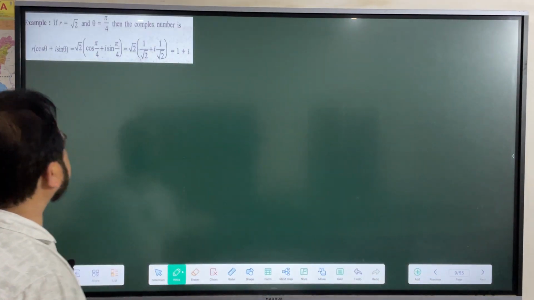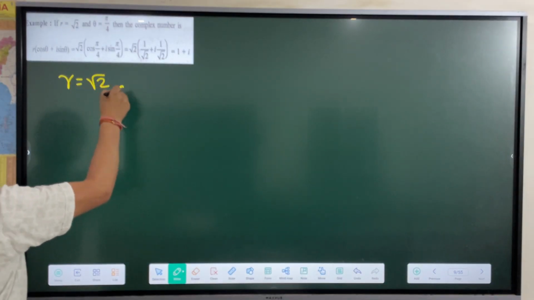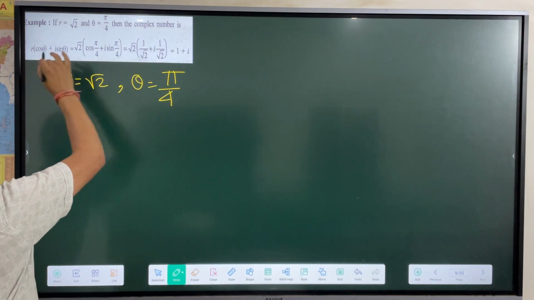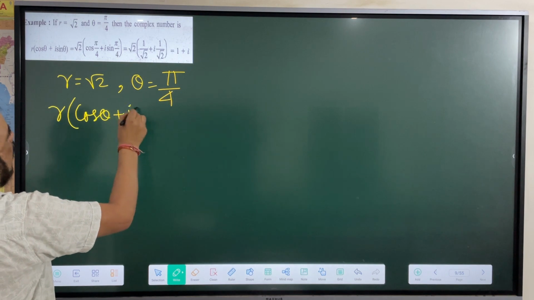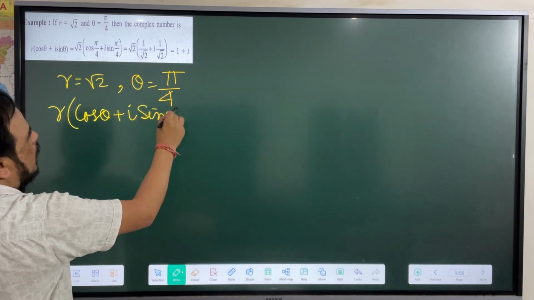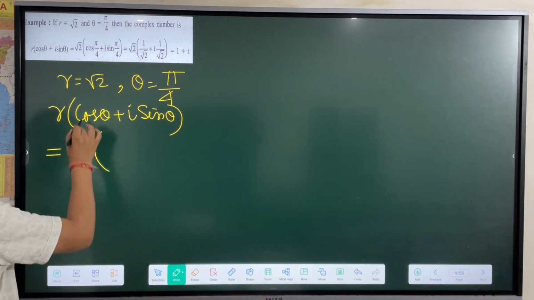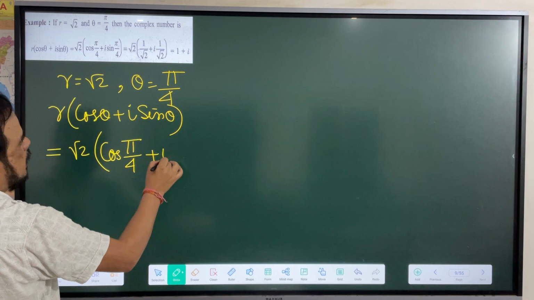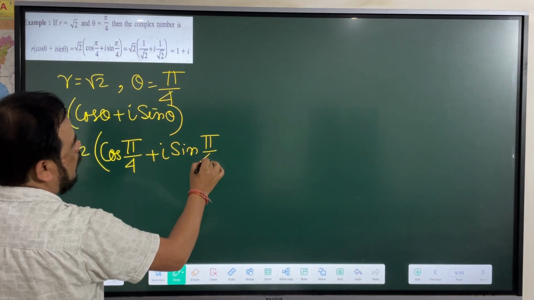This is an example, just a simple example. r is given as √2 and theta is equal to pi by 4. We have to write the complex number in this form: r cos theta plus i sin theta. This is the polar form. So in place of r, √2, cos theta, cos pi by 4, plus i sin theta, meaning pi by 4.